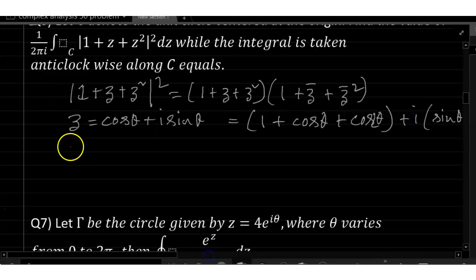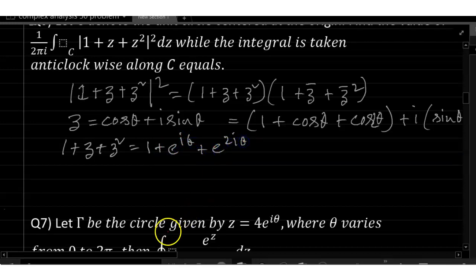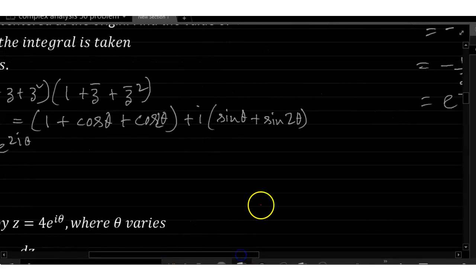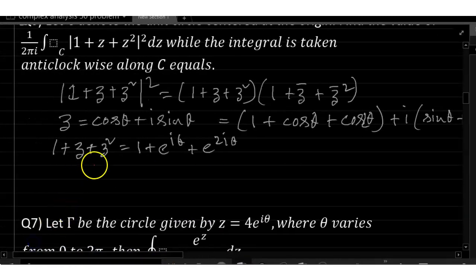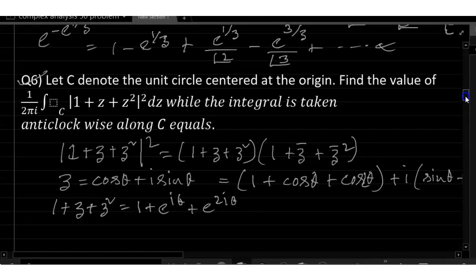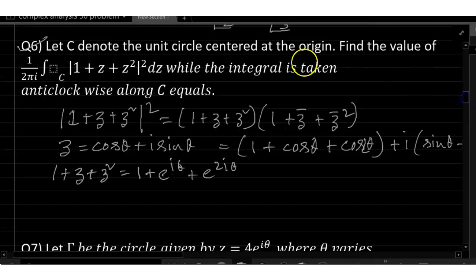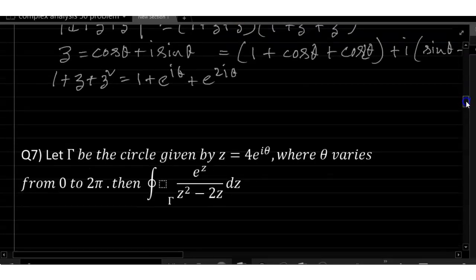because you can write 1 plus z square equals 1 plus e to the power i theta plus e to the power 2i theta. I can write this way, and I can write this way. Hence we can see that 1 plus z plus 1 plus z square, centered at 0. This is a very important question: the circle's center is 0.